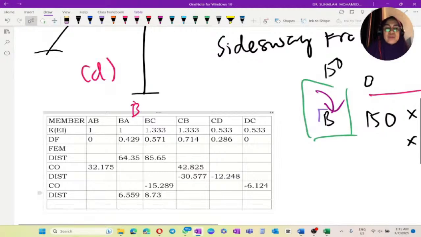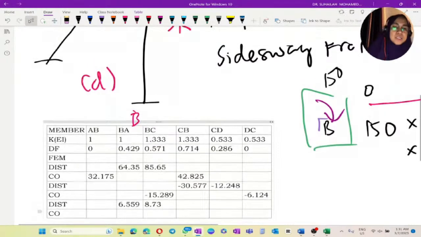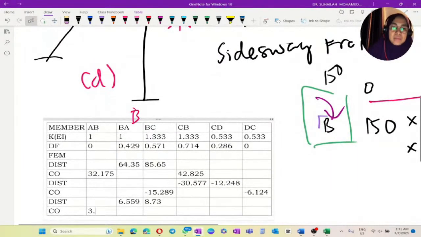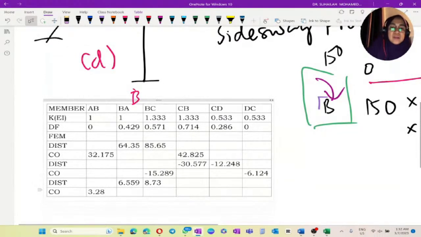Then we have to carry over. 6.559 divided by 2 is 3.28, and 8.73 divided by 2 is 4.365.